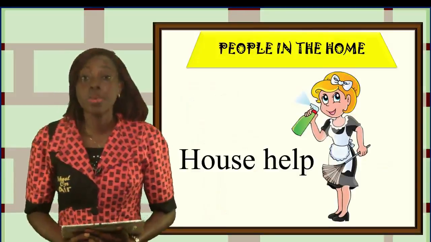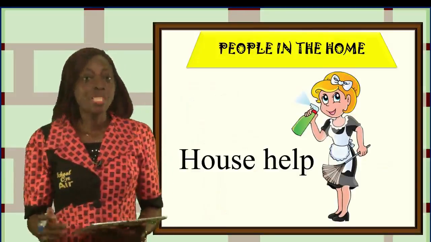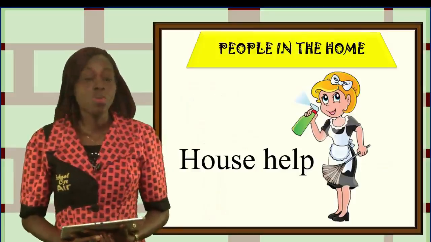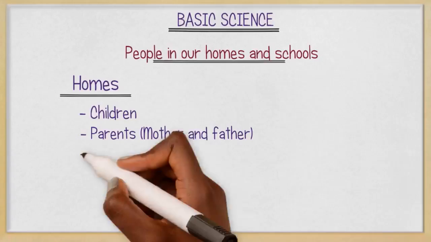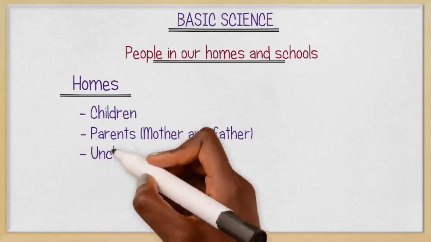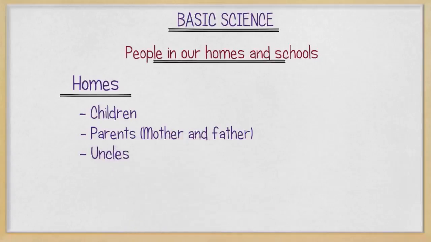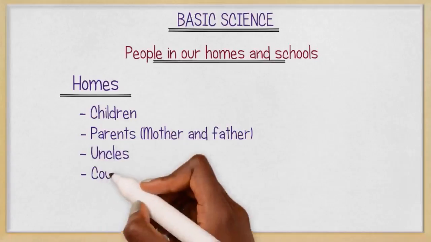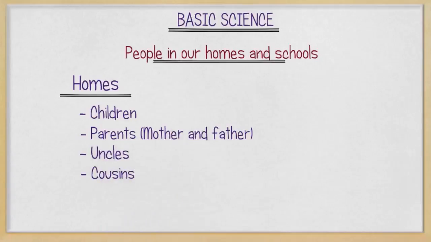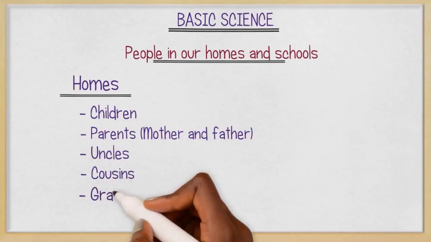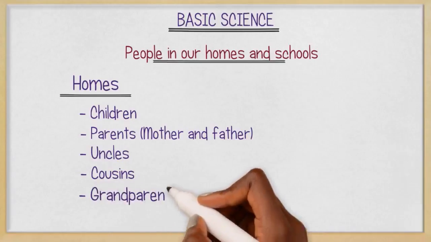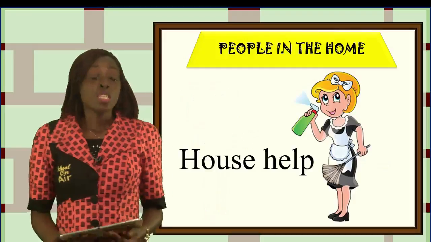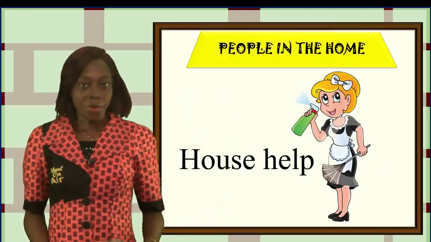Now, before we go to people in the school, let's write down some of the people that live in the home. We already have children, the parents, that's the mother or the father, mother and father. We have uncles, we have cousins, we have grandparents. Now, those are some of the people that live within the home.